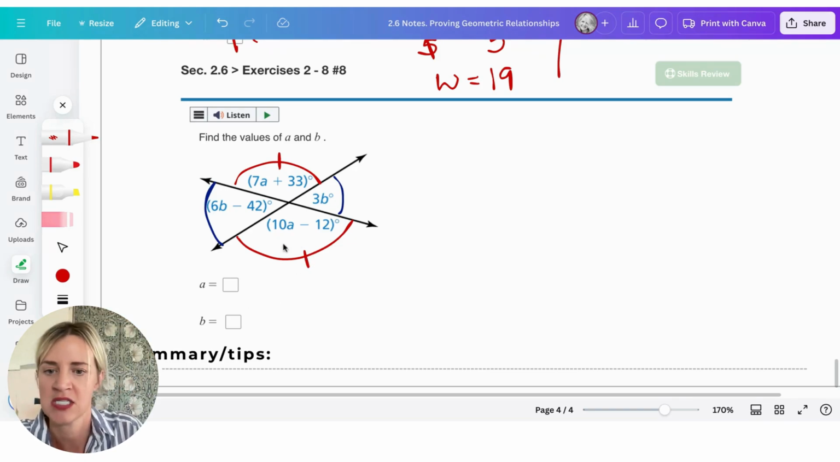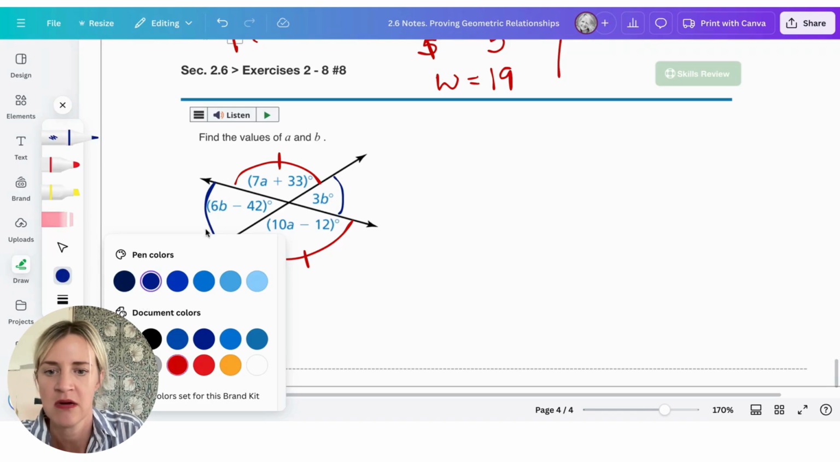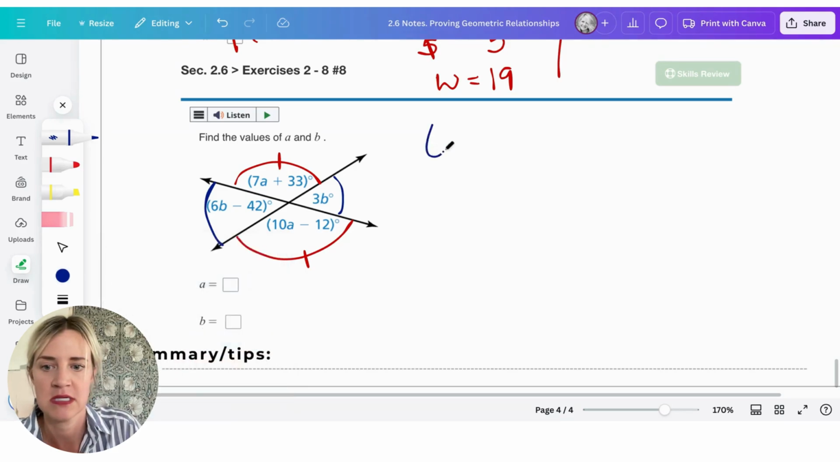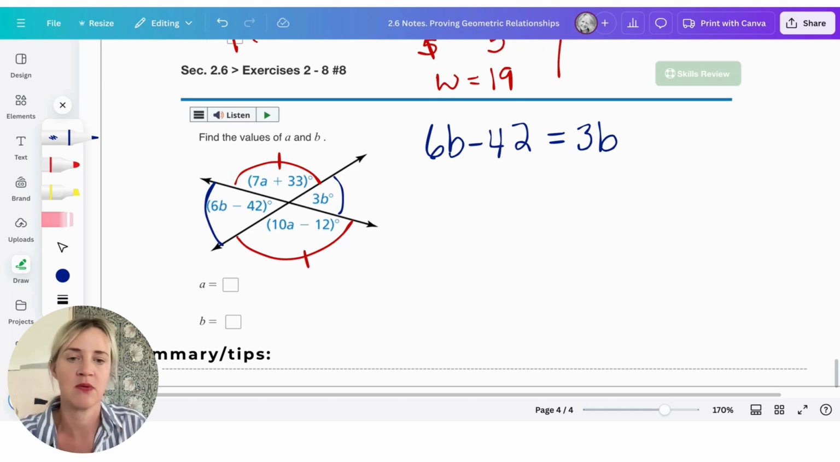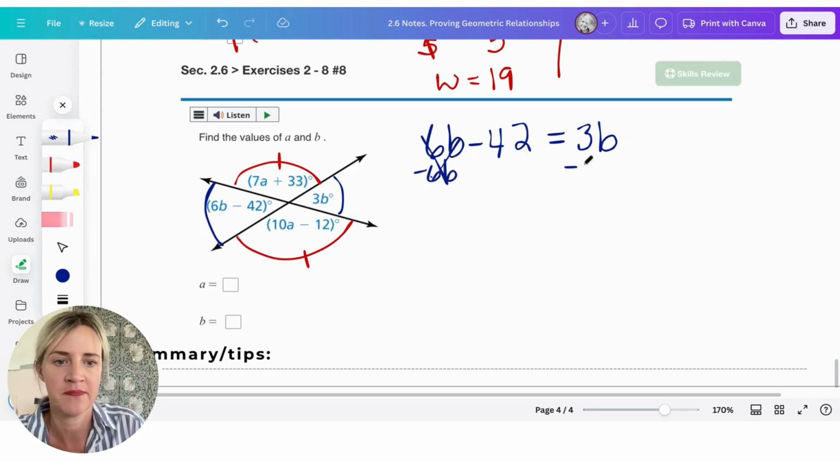So let's go ahead and start with the blue ones that I noted there. So the 3b and the 6b minus 42, vertical angles with each other. So you're going to set them up so that they're equal. So 6b minus 42 equals 3b. Okay, vertical angles are congruent, set the equations equal. To solve this, I'm going to go ahead and subtract 6b from both sides. So then I have negative 42 equals negative, oops, not 6, negative 3b. Divide both sides by negative 3.